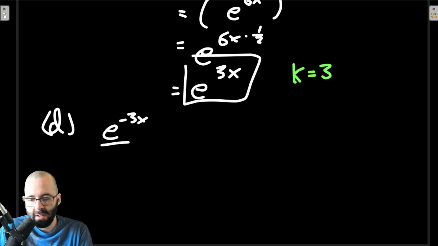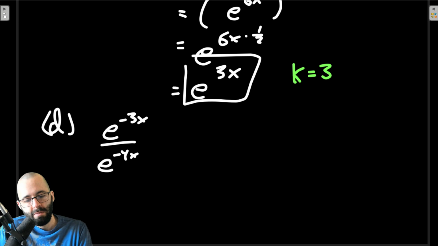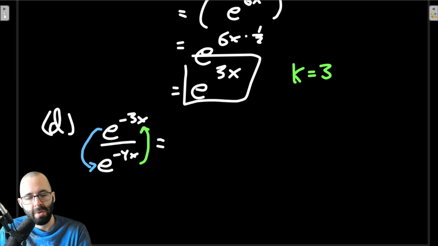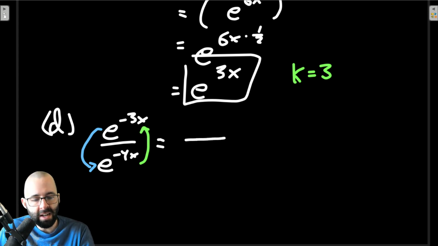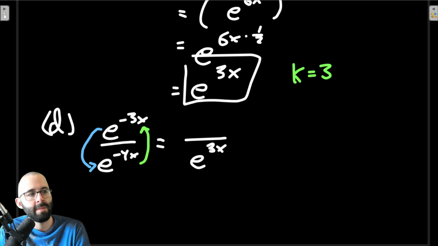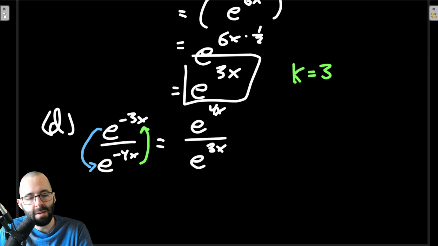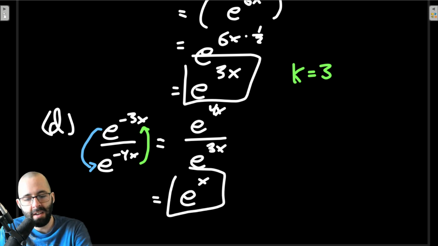e to the negative 3x divided by e to the negative 4x. Again, there's a couple ways of starting this one. You can subtract the exponents because they're getting divided, or, right, negative exponent means you flip it. So we can move the top to the bottom, and we can move the bottom to the top, right? So that e to the negative 3x on the top is an e to the positive 3x on the bottom. This e to the negative 4x on the bottom is an e to the positive 4x on the top. That's one way of approaching this. And now we subtract their exponents. 4x minus 3x is 1x. In this case, our k value is just 1.